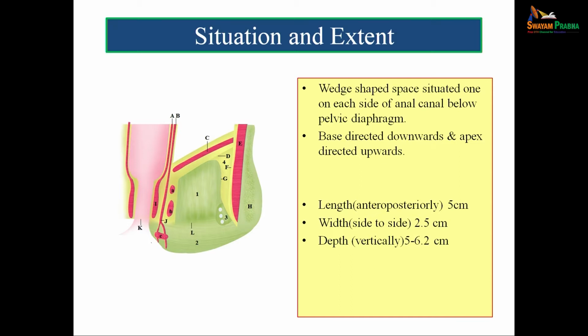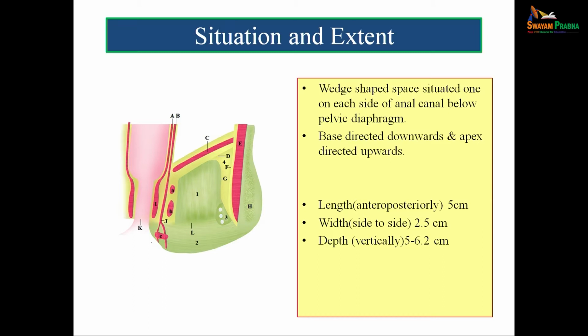So this one, which is the ischioanal fossa, is filled with fat. It supports the C, that is the levator ani muscle on each side, which is forming the pelvic diaphragm. Now, a unique thing about this ischioanal fossa is that its base is directed downwards while its apex is directed upwards. So, the base is directed downwards while the apex is directed upwards. So, the base is formed by the skin.